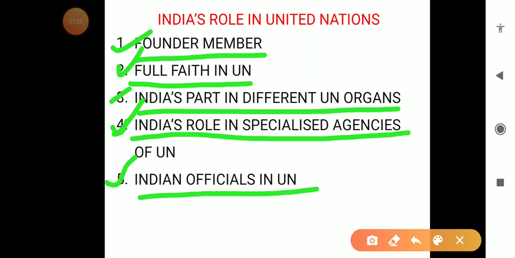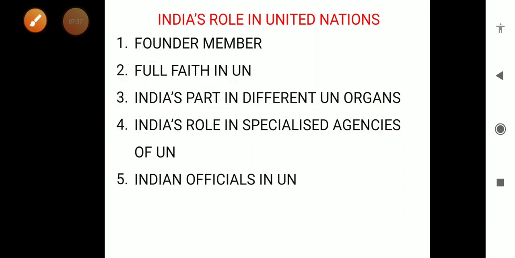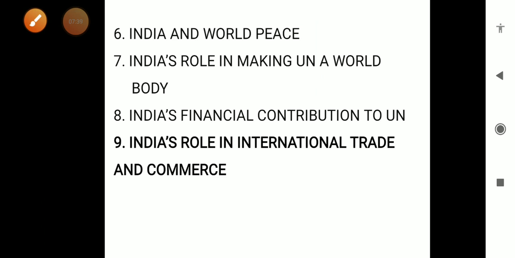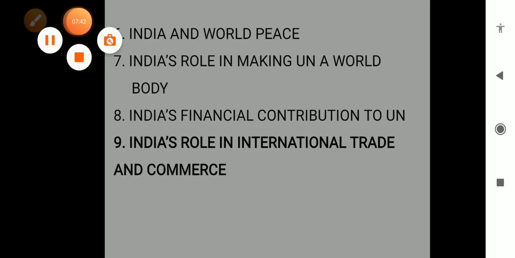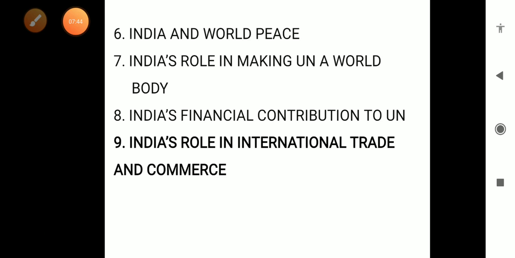Next, moving further, the next point is India and world peace. India has been a participant in bringing world peace. India's foreign policy has been to establish peace in the world by peaceful methods. So through the UN, India has tried to settle certain problems.